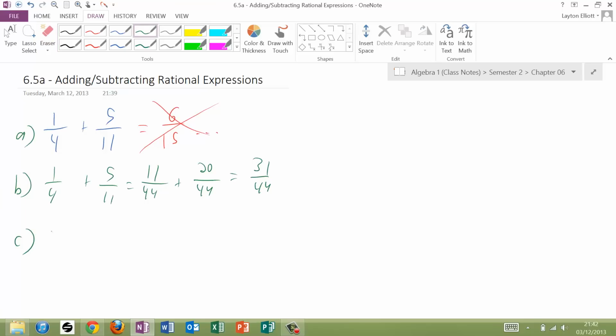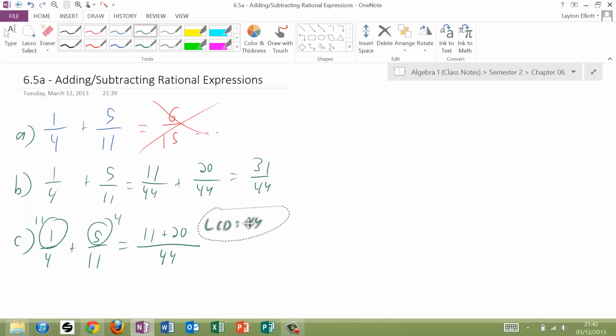If I get 1/4 plus 5/11ths, rather than write the 44 multiple times, I might just say, well, my LCD is 44, so I know it's going to be all over 44. And then I would say, well, 11 times 4 is 44, so I have to multiply the 1 by 11, and this 5 by 4 to get there. Once again, you still get 31/44, but you've done it a little bit quicker. Let me show you that one more time in another way.